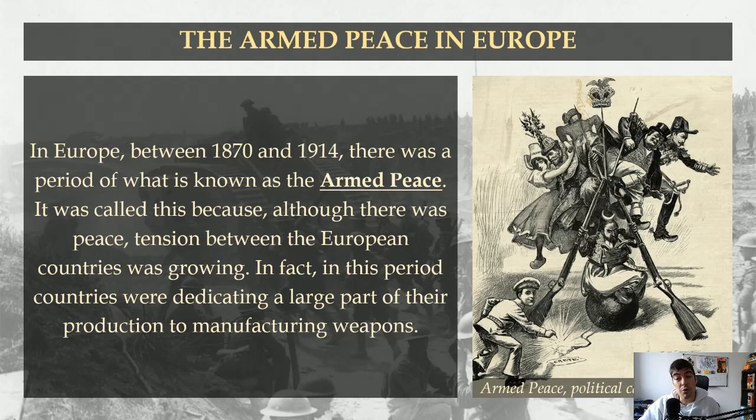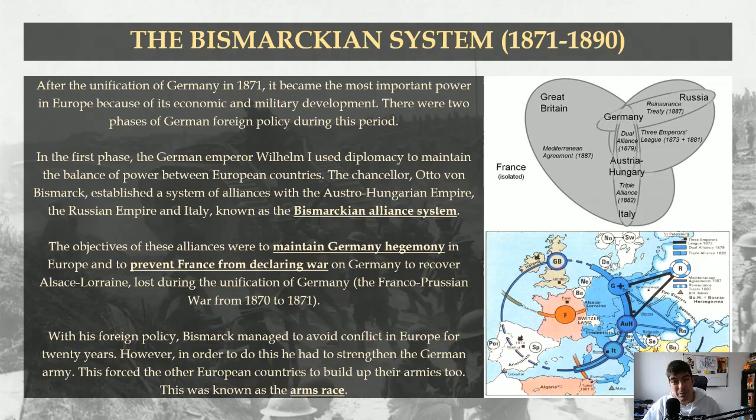So in Europe between 1870 and 1914 there was a period known as the Iron Peace, la paz armada. It's called this because there was peace, but there was a lot of tension between the European countries, and it was growing, and it would explode in 1914 with the war. In this period, these countries dedicated a large part of their economic effort or production to manufacturing weapons. So first we have to talk about how this peace was kept, and they did so with the Bismarckian system between 1871 and 1890.